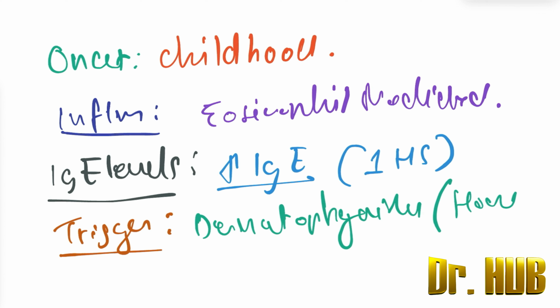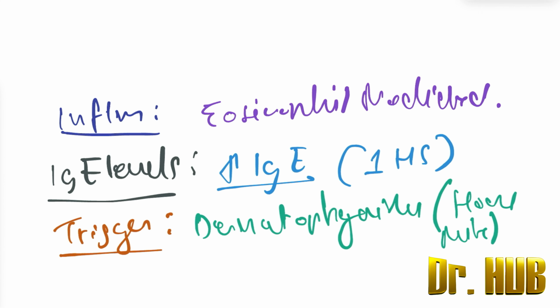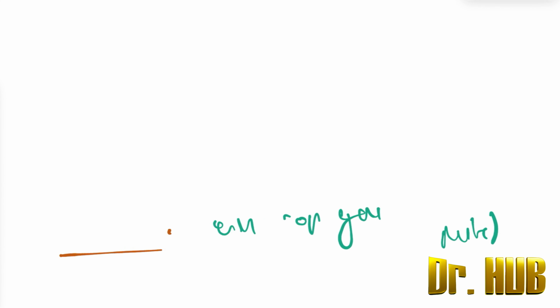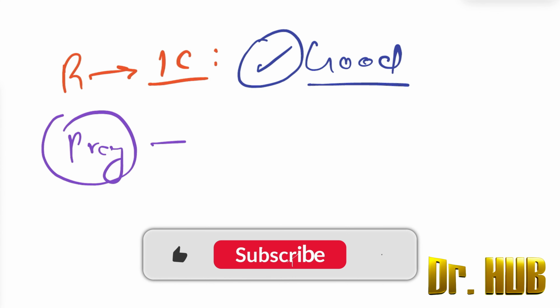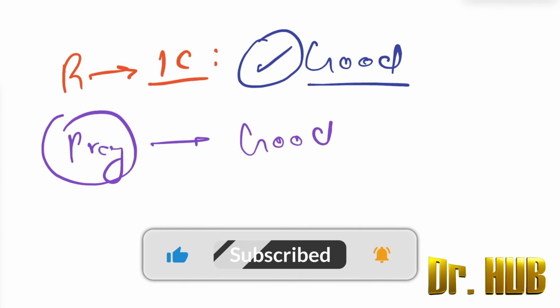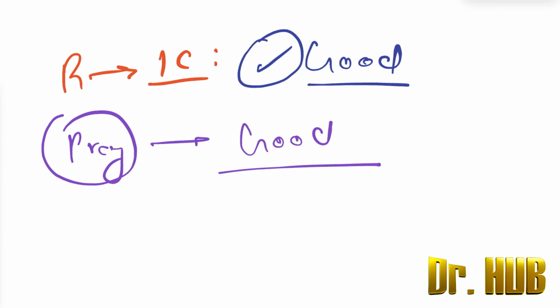So now we will be moving on to the response to the inhaled corticoids. How does it respond to the inhaled corticoids? Here the response is good. So it responds well. And what about the prognosis of the extrinsic type? The prognosis is also good. Now we just discussed the extrinsic asthma. Now we'll be moving on to the intrinsic type.